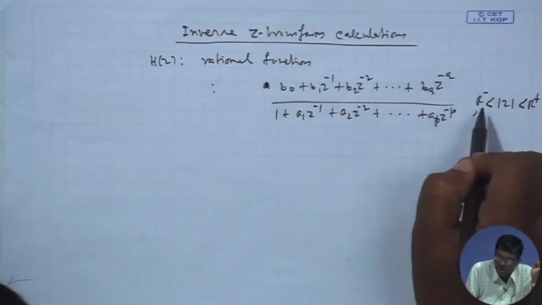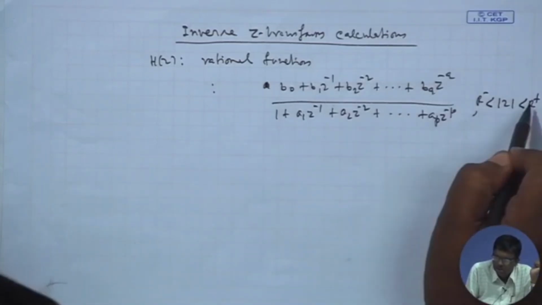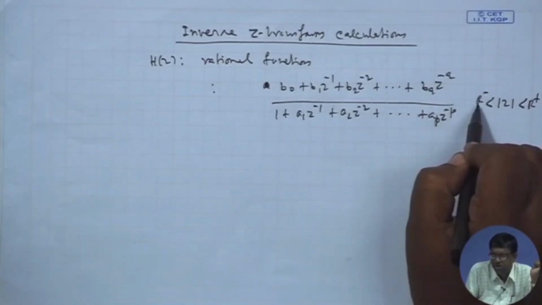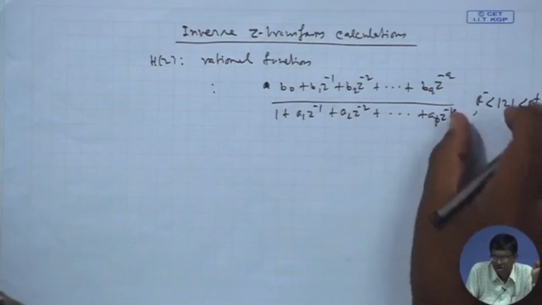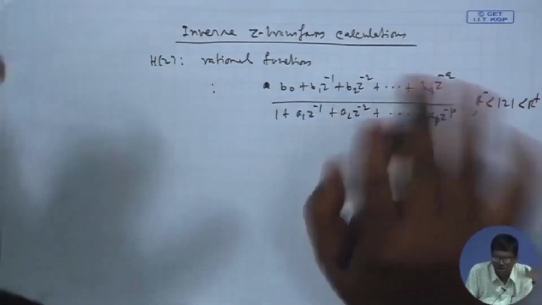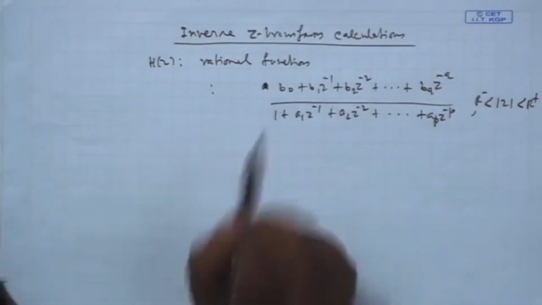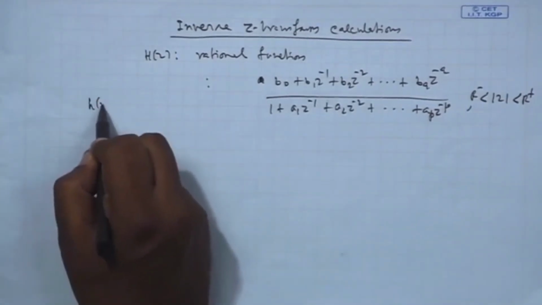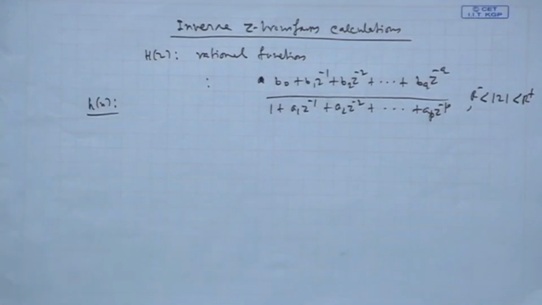R plus can be infinity, so it is outside a circle, causal. R plus can be finite, but R minus can be 0, so it is inside a circle, or otherwise both are finite, so it is both sided. All those possibilities are there, but this is your H(Z). How to find out h(n)? That is the question that we will answer by inverse Z transform.